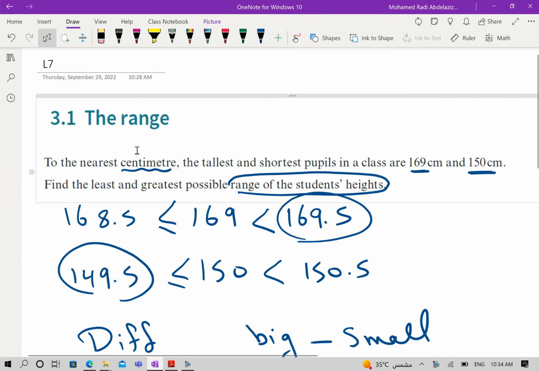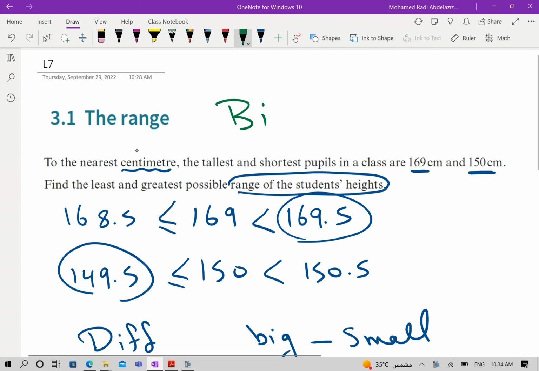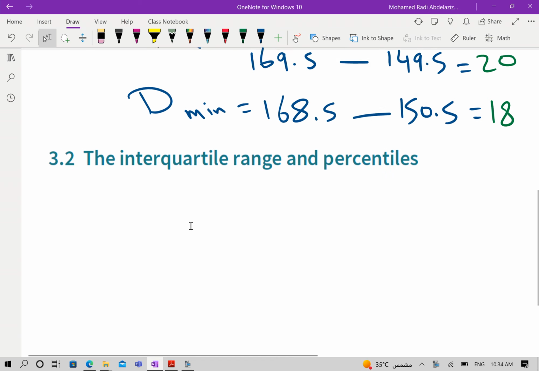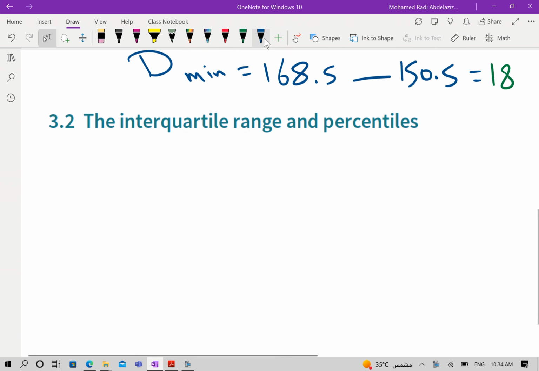How to calculate the range? The big value minus the small value. The lowest and the highest, find the difference. How to calculate the interquartile range and percentiles.